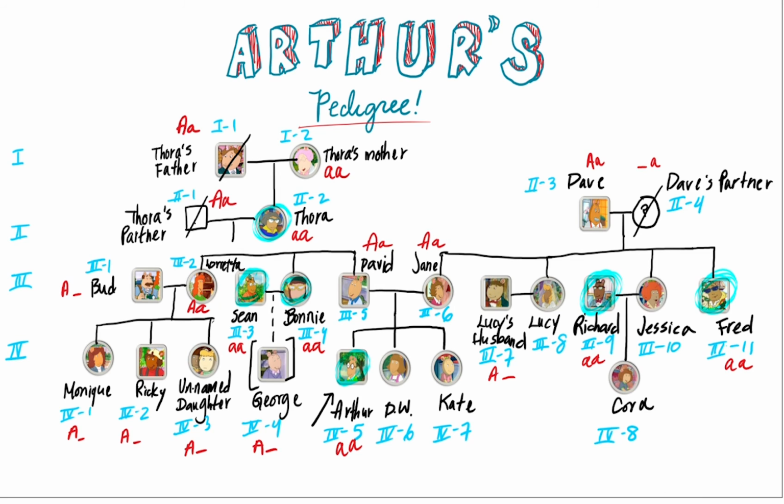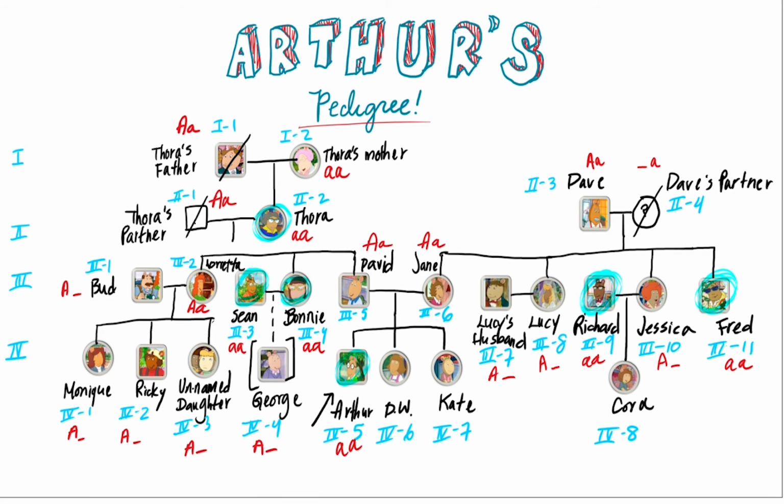Because we cannot be sure of Grandpa Dave's wife's genotype, we also can't be sure if Lucy and Jessica are homozygous dominant or heterozygous. But if their mother was homozygous recessive, then they would have to be heterozygous. But if their mother was heterozygous, then Lucy and Jessica could have also been homozygous dominant. So this means that we will mark them with a capital A underscore.